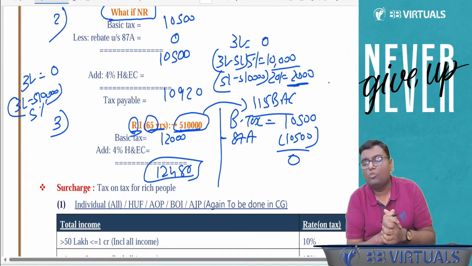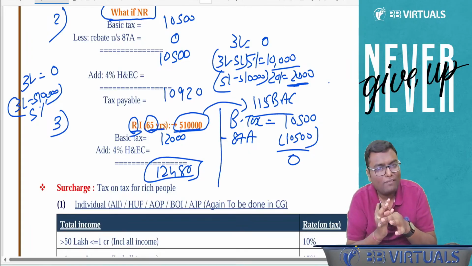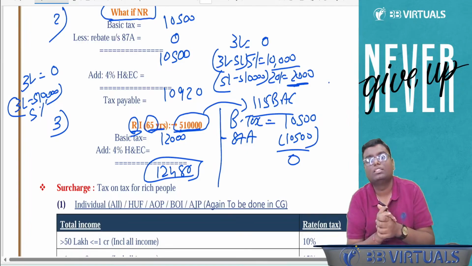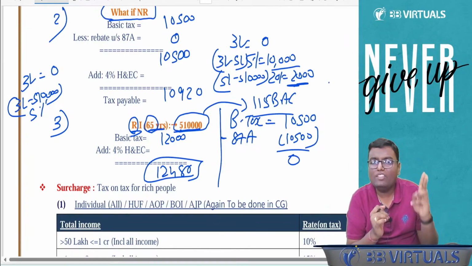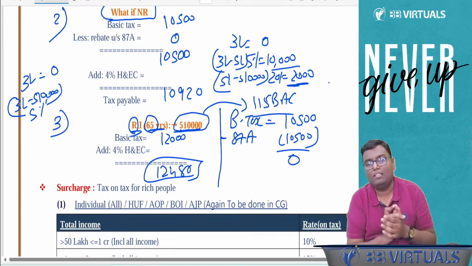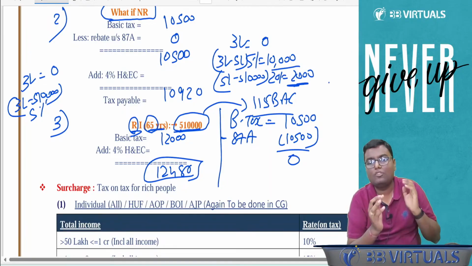Under the old regime, who is eligible for rebate? Resident individual, total income is up to 5 lakh. What is the rebate? Basic tax or 12,500, whichever is lower. Under 115BAC, who is eligible? Resident individual, total income is up to 7 lakh. And what will be the rebate? Basic tax or 25,000, whichever is lower.